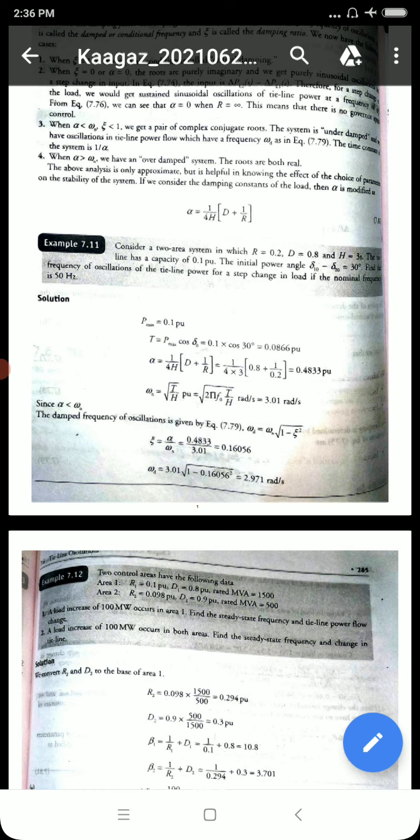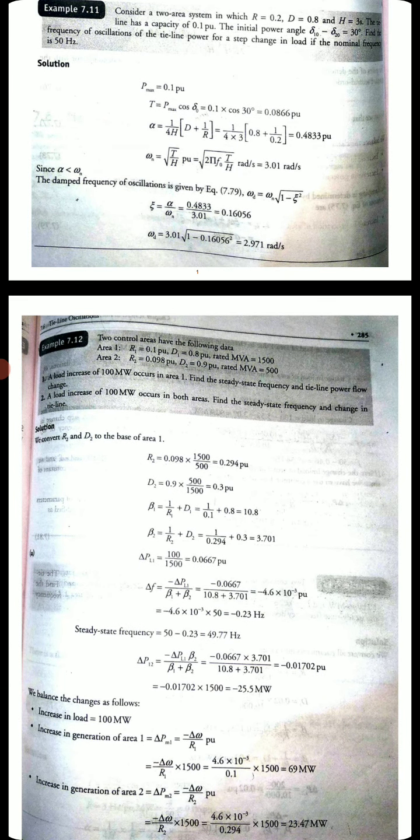Okay, next we will see another problem, that is 7.12. Two control areas have the following data. Area 1 has R1 equal to 0.1 per unit, D1 equal to 0.8 per unit, and rated MVA of 1500. Area 2 has R2 equal to 0.098 per unit, D2 equal to 0.9 per unit, and rated MVA of 500. First case, a load increase of 100 megawatts occurs in area 1. Find the steady state frequency and the tie line power flow change.